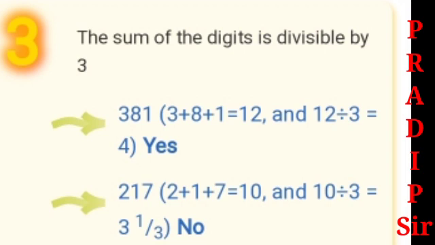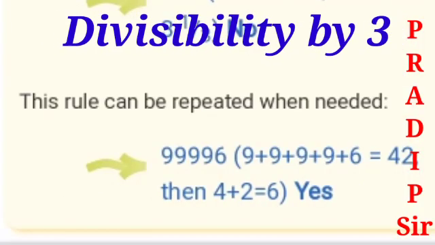Also if we take another example 217, the sum of the digits is 10, but 10 is not divisible by 3 because 10 by 3 is not an integer, so the number 217 is not divisible. And also this rule can be repeated when needed, that means it may be repeated many times.